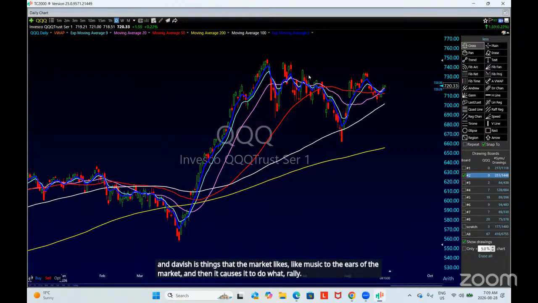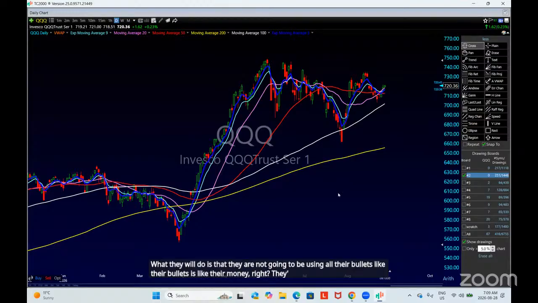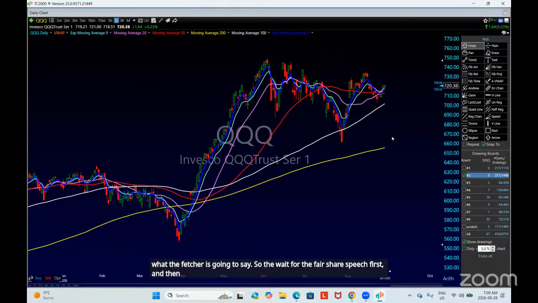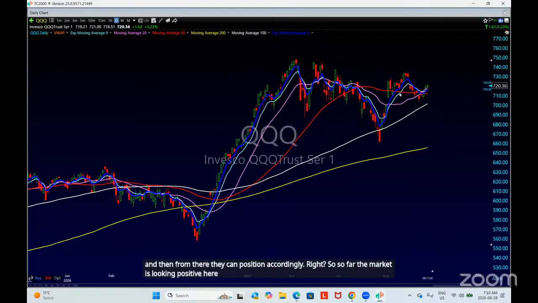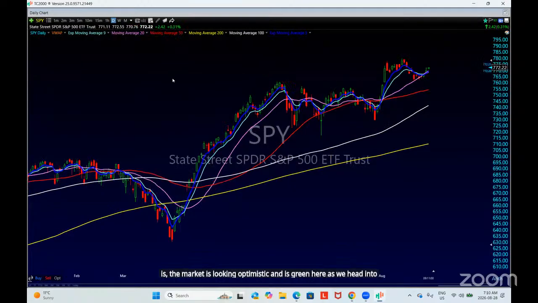So today we are going to hear from the Fed chair, and that is going to move the market. Because of that, the guys that move the market, the hedge funds, the banks, and the smart money, are not going to be using all their bullets. Their bullets are their money. They're not going to be putting their money into harm's way when they don't know what the Fed chair is going to say. So they'll wait for the Fed chair speech first, and then position accordingly. So far the market is looking optimistic and is green as we head into the Jackson Hole speech.